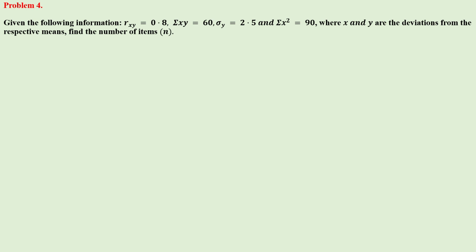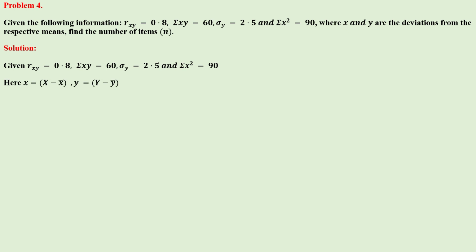So here we have to find number of items, how many x's and y's, right? So r xy is equal to 0.8, sigma x into y is equal to 60, that is sigma x minus x bar into y minus y bar. Sigma y, standard deviation of y is equal to 2.5. Sigma x square, x minus x bar square is equal to 90. So that is what is given. So sigma y formula we know, standard deviation formula root of sigma y minus y bar square by n, that is equal to 2.5.